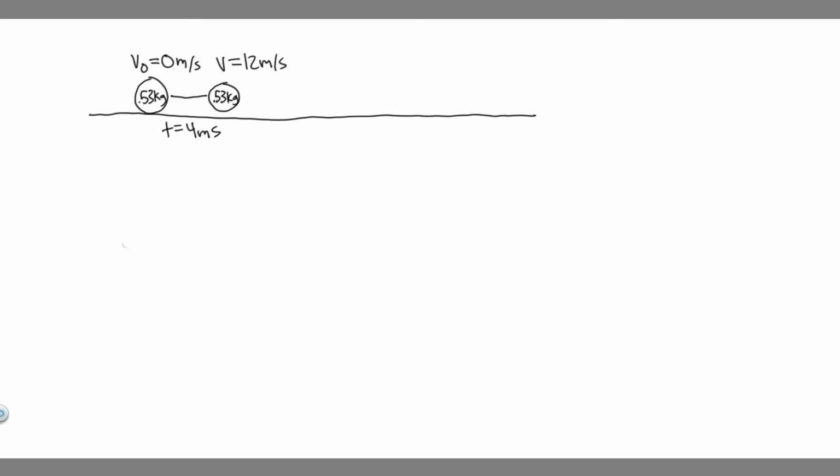In this problem, we're told a 0.53 kilogram billiard ball, initially at rest, is given a speed of 12 meters per second during a time interval of 4 milliseconds. What average force acted on the ball during this time? So the first thing you always want to do is draw what's going on.